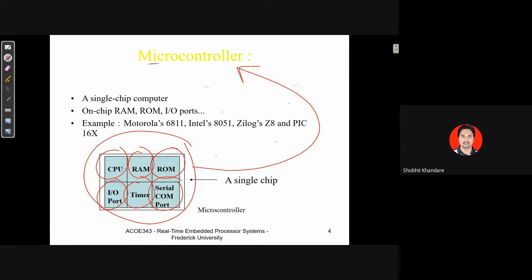Now, I hope you have understood the difference between the microprocessor and the microcontroller. Your microprocessor is the part of microcontroller because CPU is the part of a microcontroller. And we have just now told that CPU is nothing but the microprocessor. And since the microprocessor will not work alone, we have to attach the other things separately.